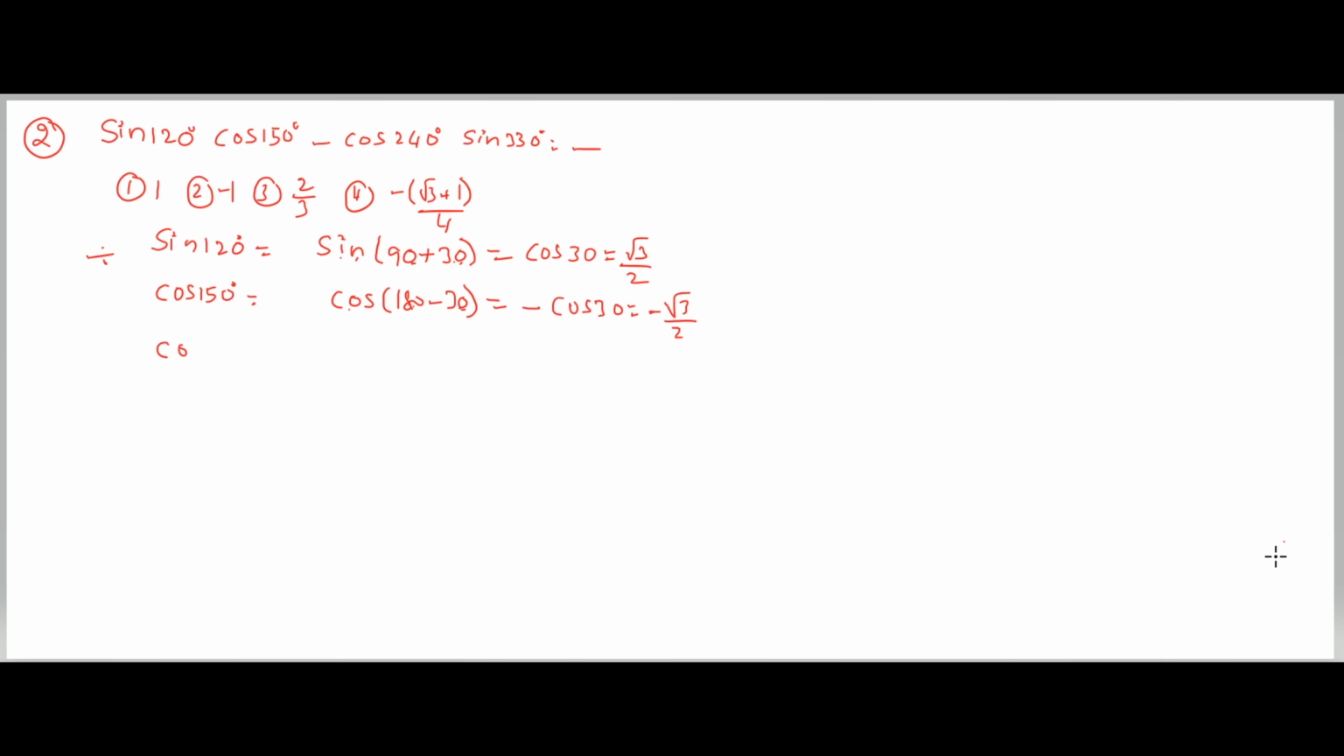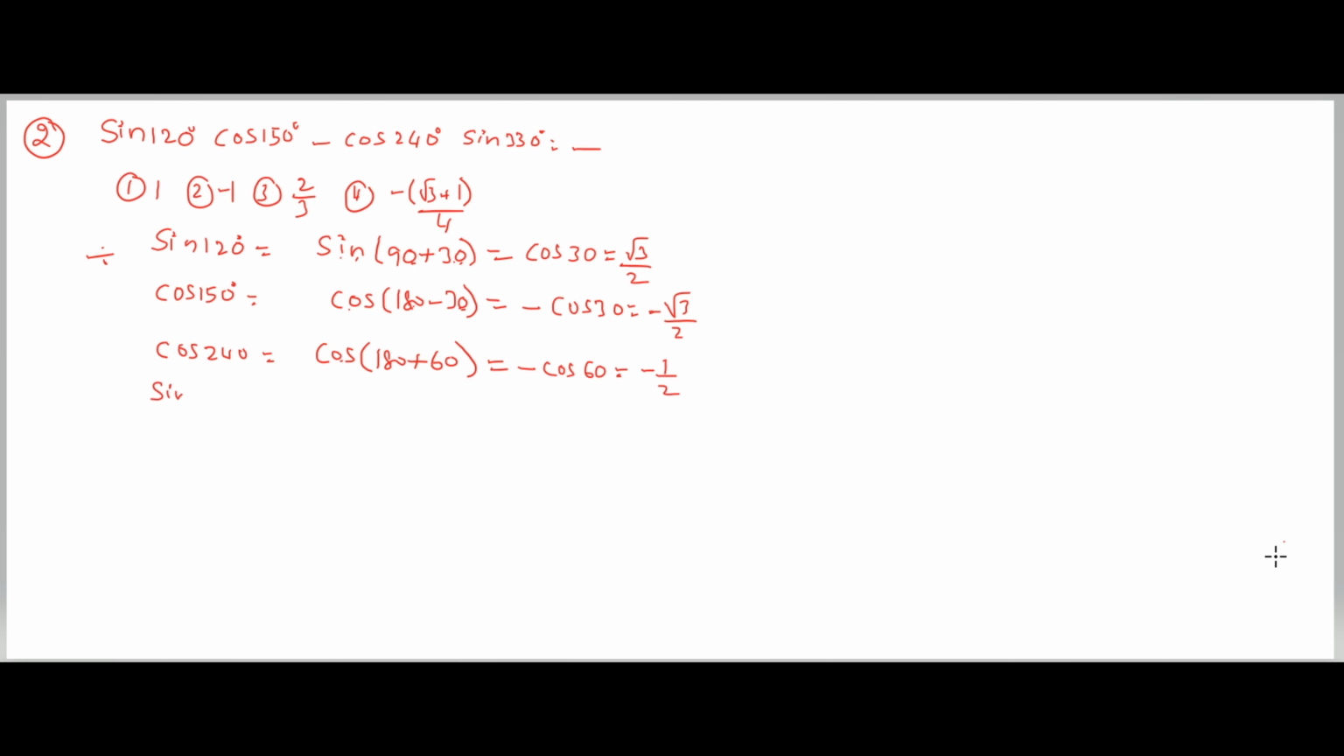Cos 240. Cos 240 is written as cos of 180 plus 60. 180 plus theta lies in the third quadrant. In the third quadrant, cos is negative. Here it is 180, so cos stays cos. That is cos 60 degrees, that is equal to minus 1 by 2.